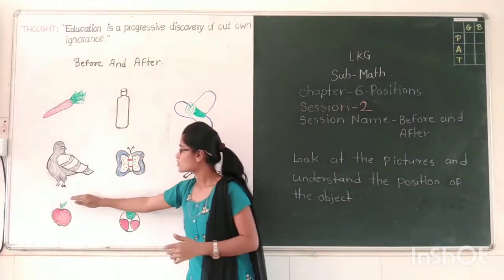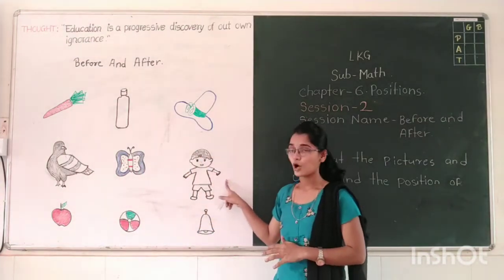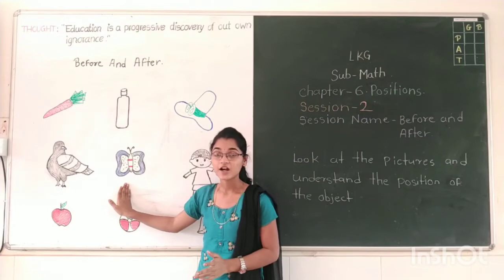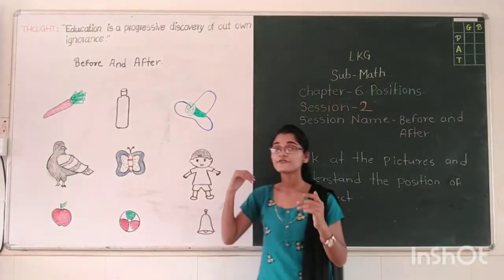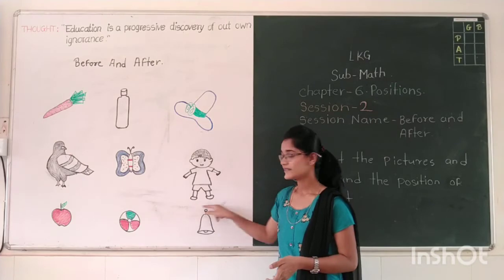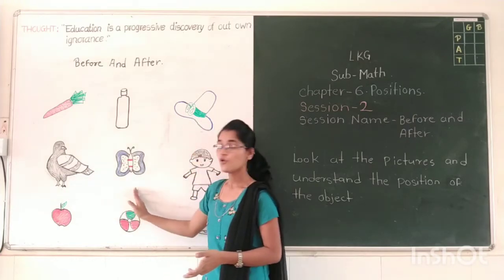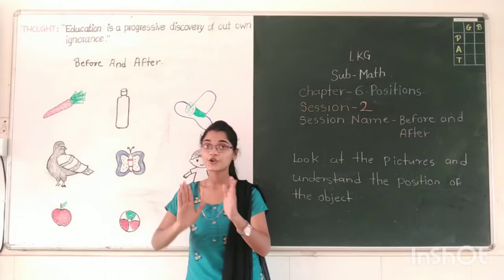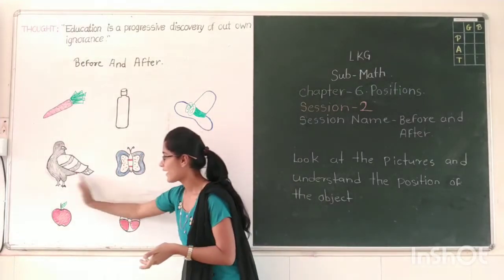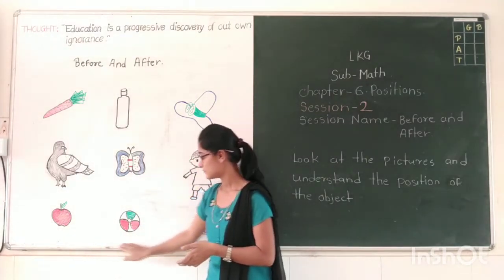Okay? Now next pictures. First here I have drawn crow, then butterfly and one boy. Now tell me, after the butterfly, which object have I drawn here? One boy, right? And before the butterfly, which object have I drawn? Crow, right? So here, before the butterfly I have drawn crow and after the butterfly I have drawn one boy.